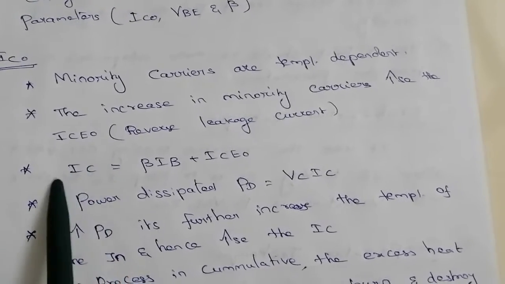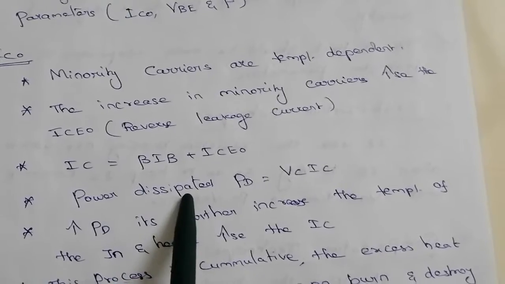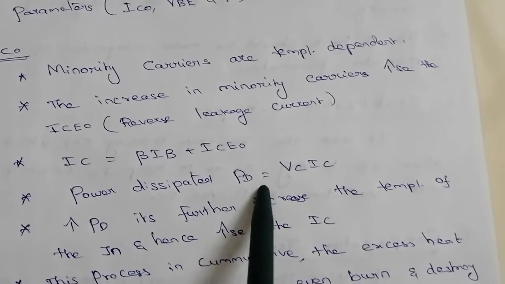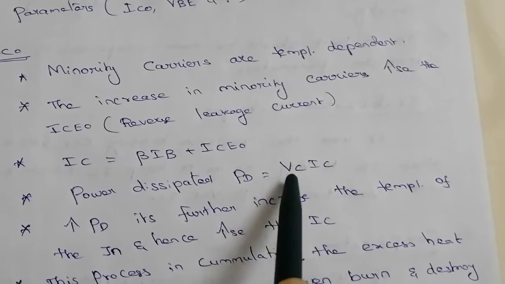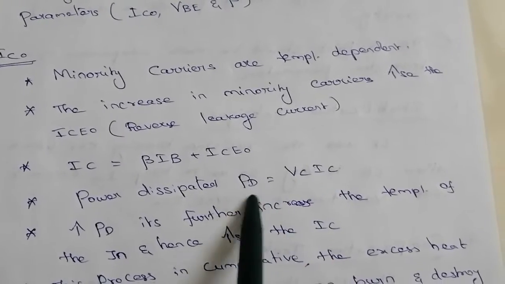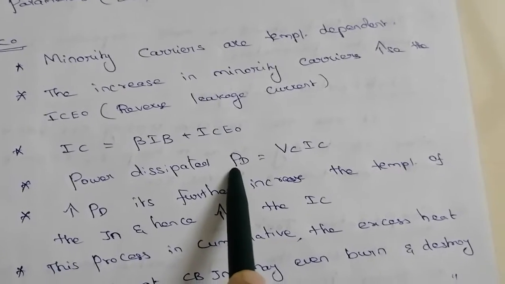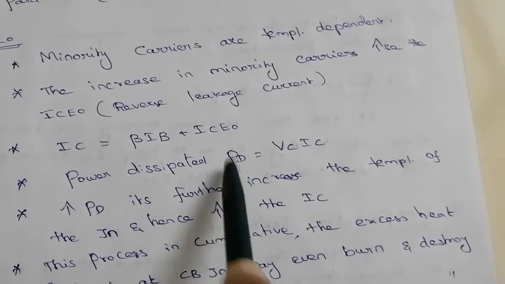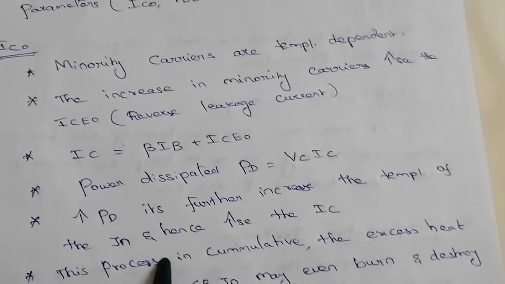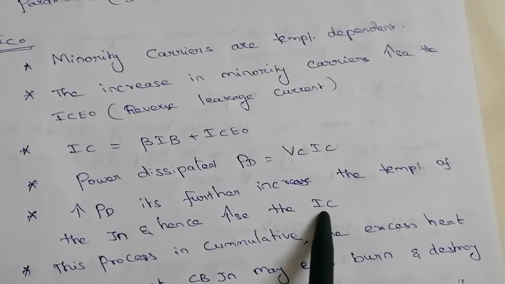Okay, if the collector current increased, then what happened? The power dissipated at the collector base junction also increased. That is PD equal to VC IC, power equals voltage into current. If the collector current increases, it automatically increases the power at the collector base junction. So what happened next? If power increases, it further increases the temperature of the junction, and hence again the collector current increases, right?